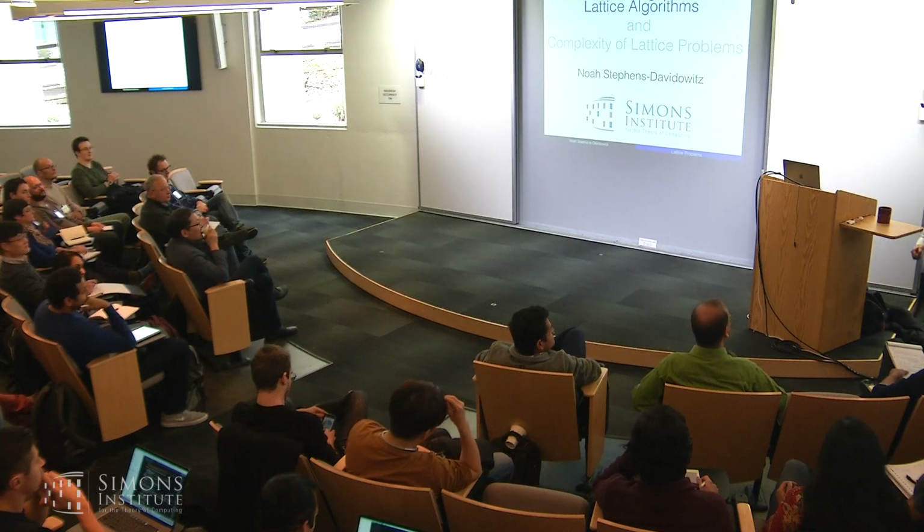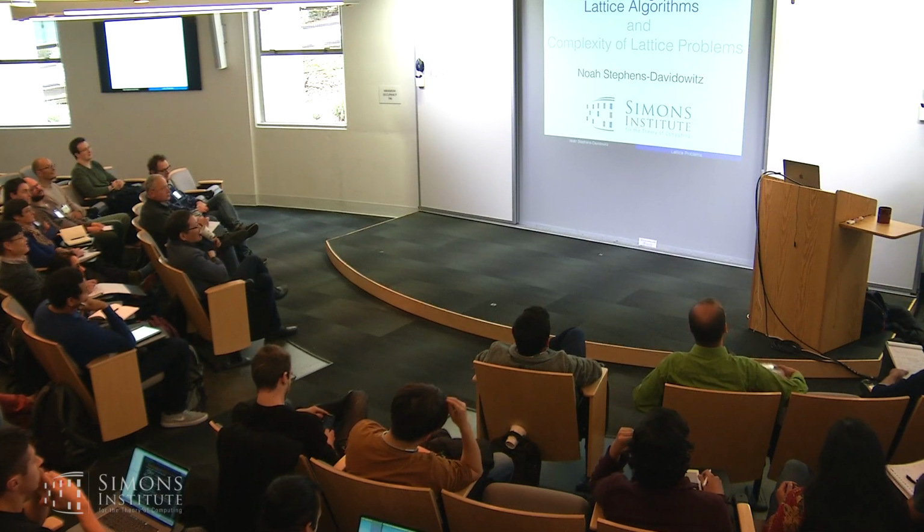Correction. First algorithms, then complexity. It's supposed to be grayed out in the, but okay.